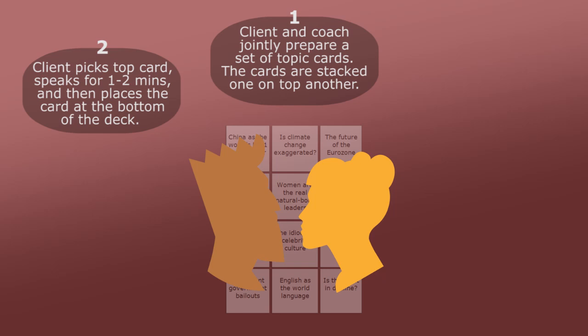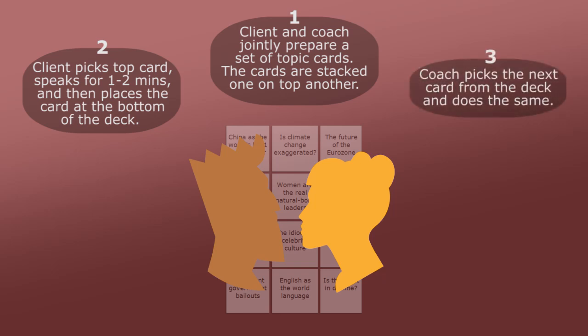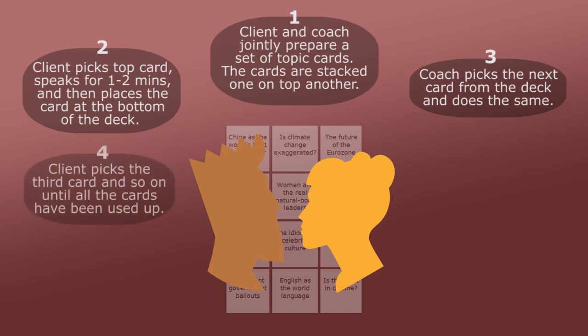When your learner has finished, they put that card on the bottom of the deck. So in step 3, the coach picks the next card off the top of the deck, and now they speak about that topic. And the client, your learner, listens. Then the client picks up a card, and so on, client, coach, until all the cards have been used up. And the card that went to the bottom of the deck has now come back to the top.